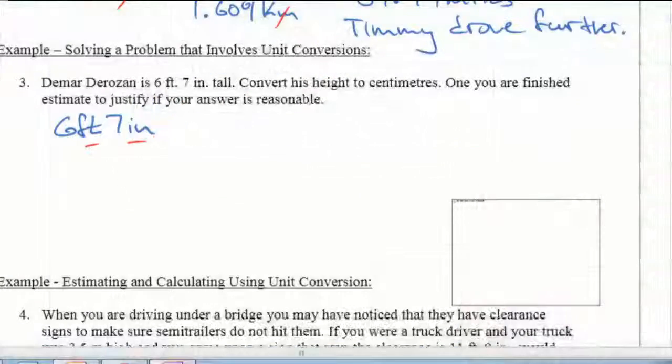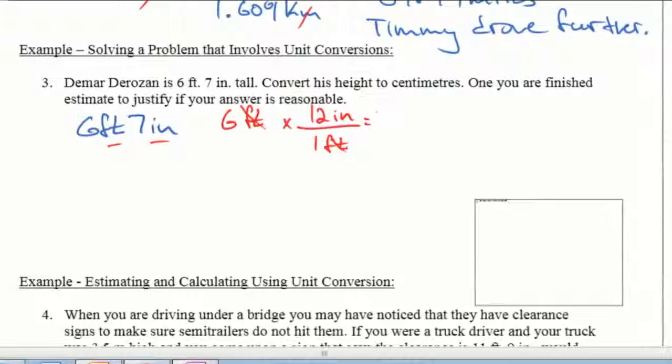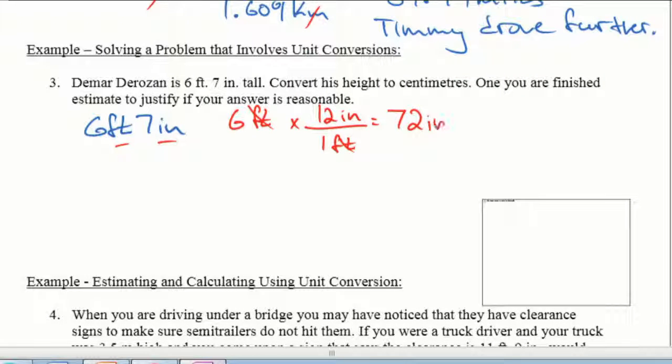So what I do know is that there are 12 inches in a foot. So if I have 6 feet times 12 inches per 1 foot, to get rid of my feet, 6 times 12 is 72 inches. So the 6 feet is the same thing as 72 inches. If I had 6 feet 7 inches, I'm going to convert that essentially just into pure inches. 6 feet is 72 plus the 7. I'm going to end up with 72 plus 7, which is 79 inches.